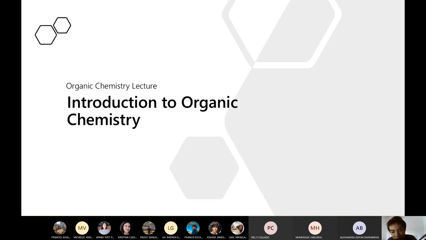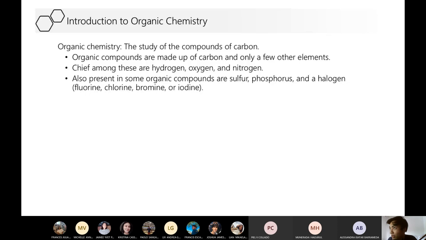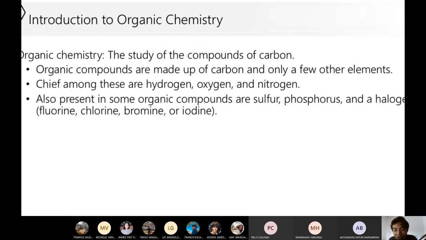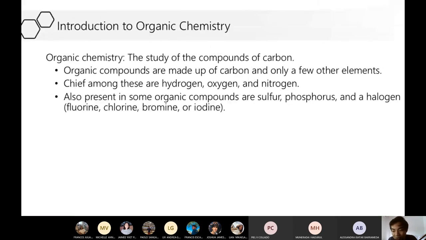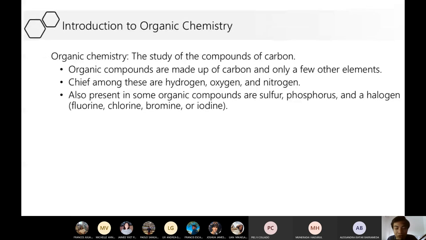What we'll do today is just an introduction. We will recall the basic concepts and how organic chemistry came to be. But before we proceed, what is organic chemistry? The font is small, so just download the PDF. Organic chemistry is the study of compounds of carbon. Any compound that has carbon could be considered an organic compound. Carbon and hydrogen together make up the organic compounds.